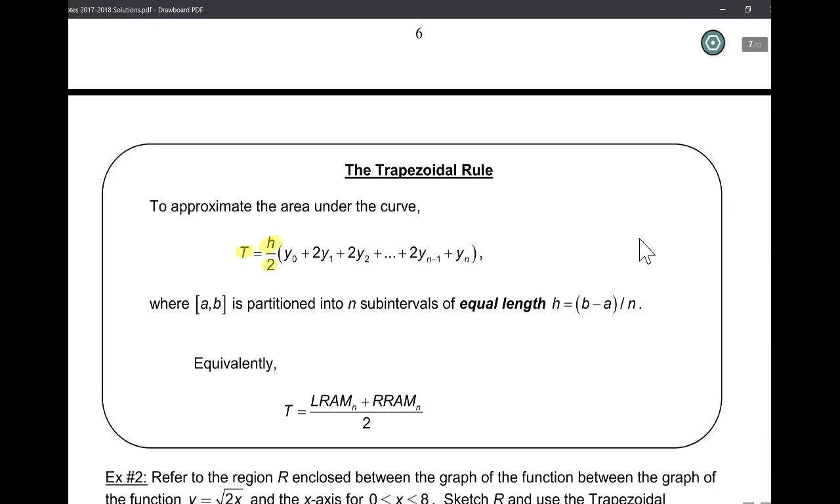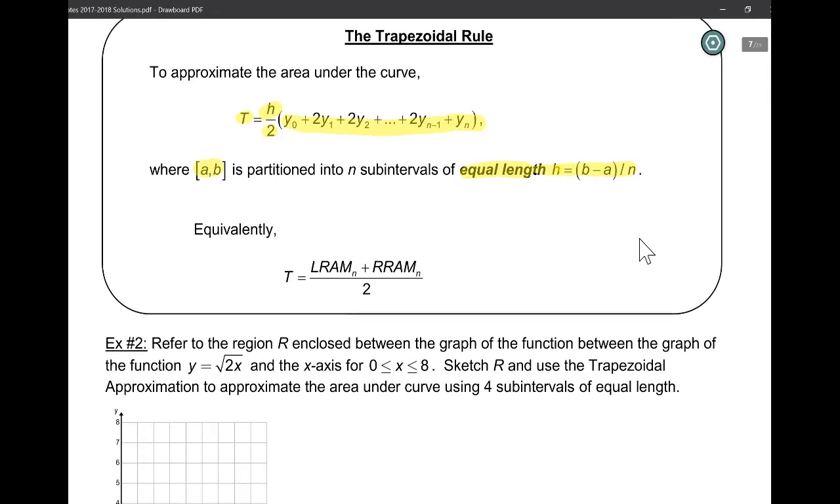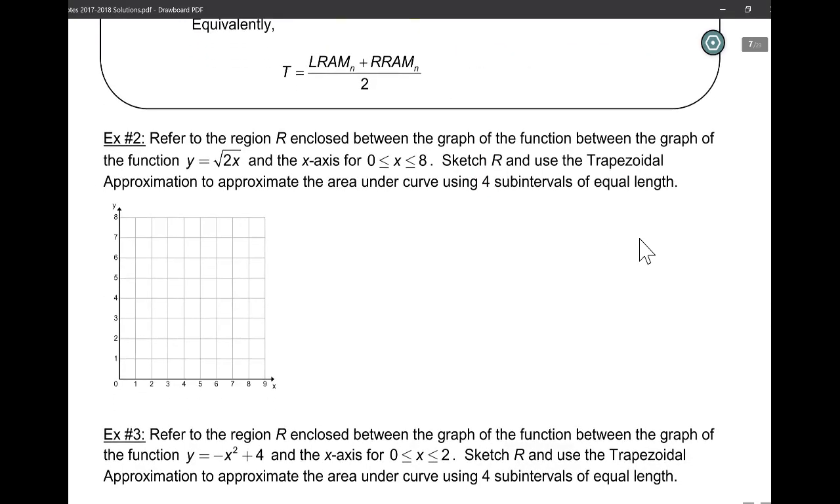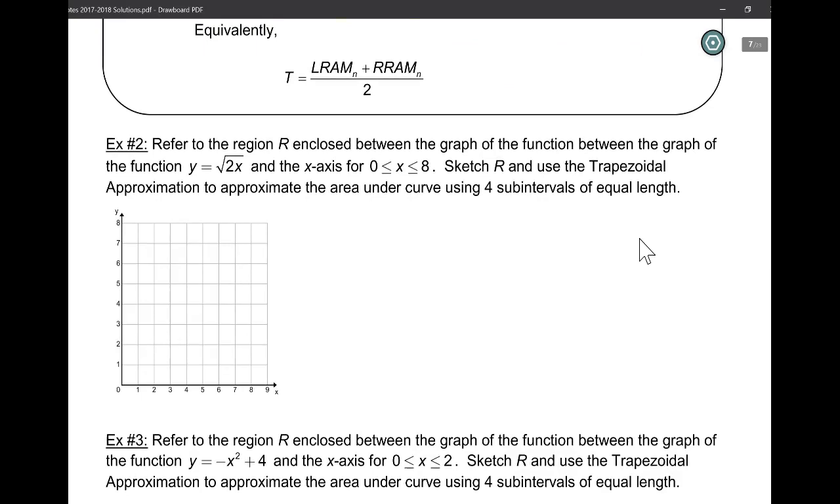So we have h over 2. So we have y sub 0 and y sub n used once, and all the interior heights are used twice. Again, this is on a closed interval where they have equal length, and that's how we know the height is going to be the interval length divided by the number of partitions. And a quick way to check: if you wanted to do LRAM and RRAM and average them, that's actually the trapezoidal approximation.